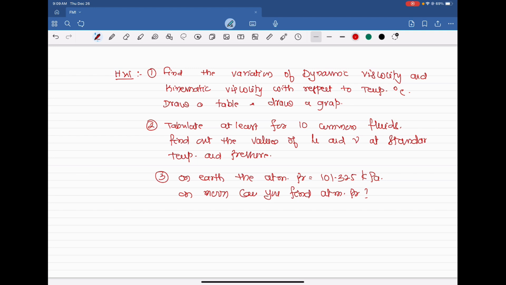First 1 and 2, you should be able to do with whatever I have given in the lecture. And the third one, you please try. You can take Moon, Jupiter, Saturn. Try to find out: is there any atmosphere on the particular planet? And what may be the atmospheric pressure on the surface of the planet, if atmosphere exists? These are the types of questions which will give you insight and develop the interest in the subject.